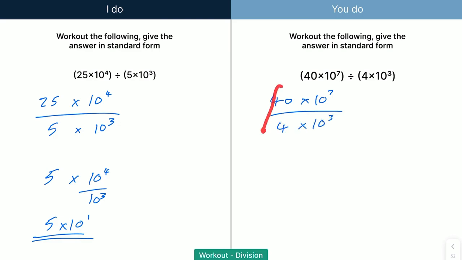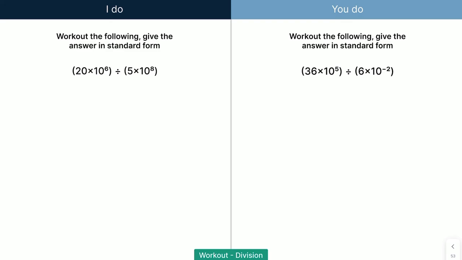And again, with this one, first we're going to deal with this. So 40 into 4 is 10 times, and we're left with this here. So I'm just going to write that again. So that's 10 to the power of 7 divided by 10 to the power of 3. And that's just going to become 10 to the power of 4. And it's not in standard form yet, because this number here has to be between 1 and 9. So I'm just going to hop the decimal 1 to the left by dividing by 10. So on this side I times by 10. So the answer is 1 times 10 to the power of 5.